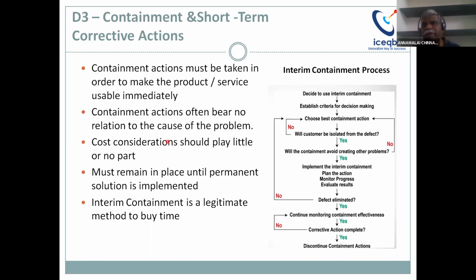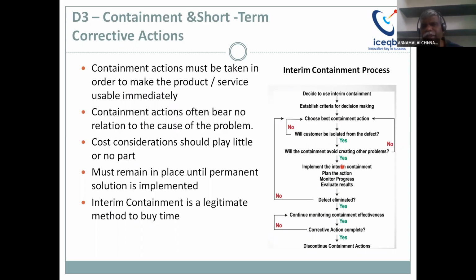So this is a process flow chart for implementing the containment process. First decide what the intermediate containment action is, what you are going to do. Then find out the possible containment actions you can take, and try to choose the best solution. And then, will the customer be isolated from the defect? If yes, then you can go and implement it. If not, you will have to go back and look for some alternate solution.